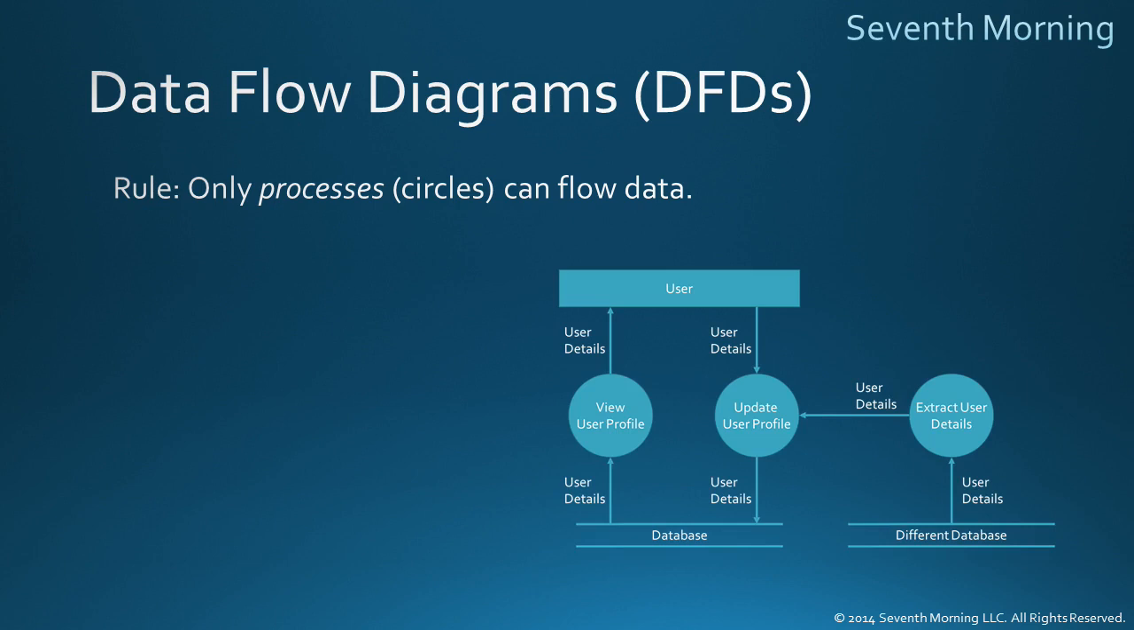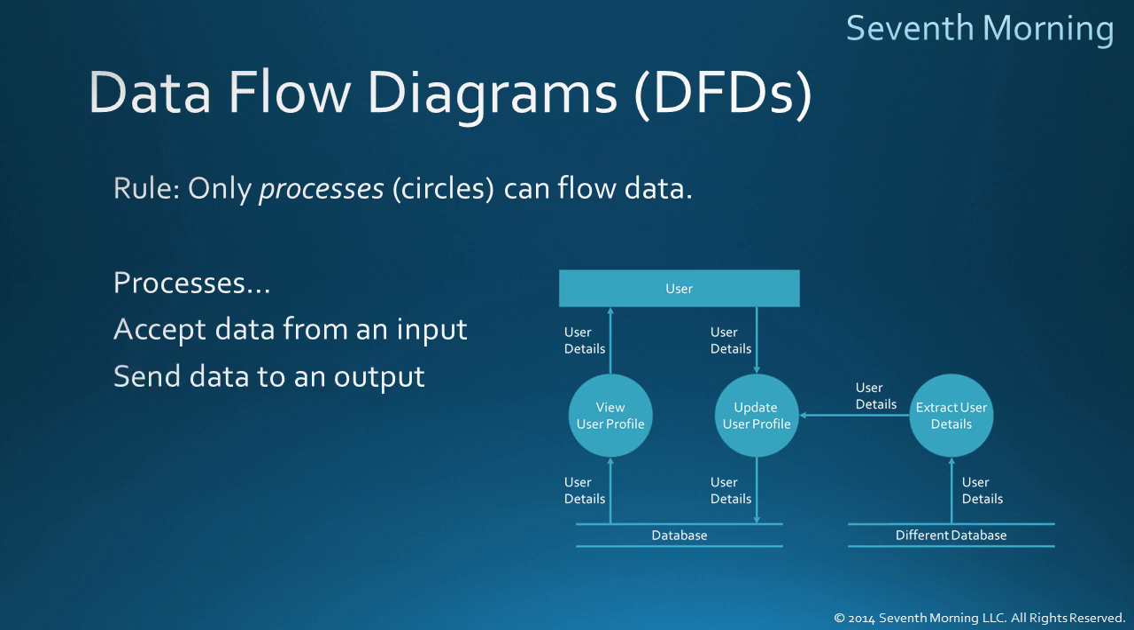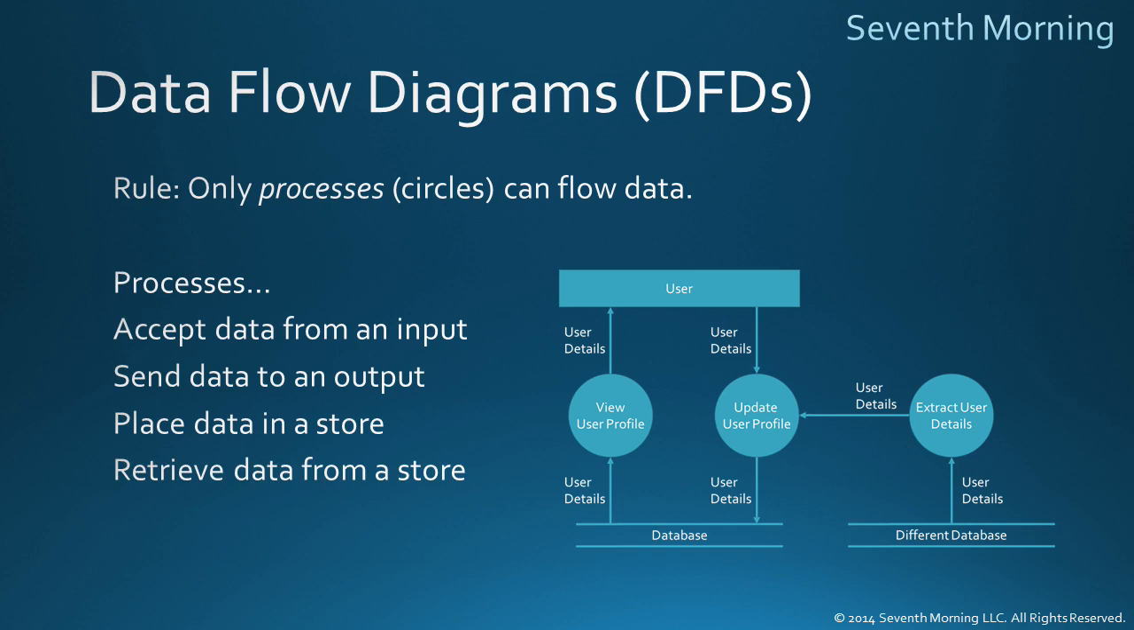Notice in this diagram, looking back at this, that all the data moving around is through the three processes. You don't see any data moving directly between the data stores or between the data stores and the user. That is by design. Think of processes as things that either accept data from an input or send data to an output or put data in a data store or retrieve data from a data store or just do miscellaneous other processing. That's really what processes do.